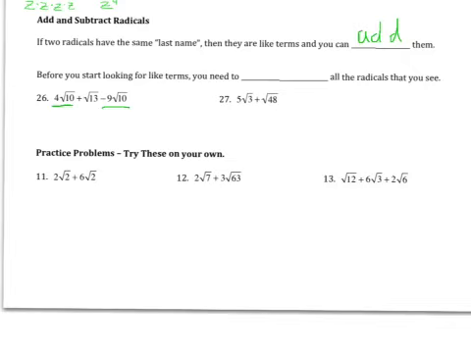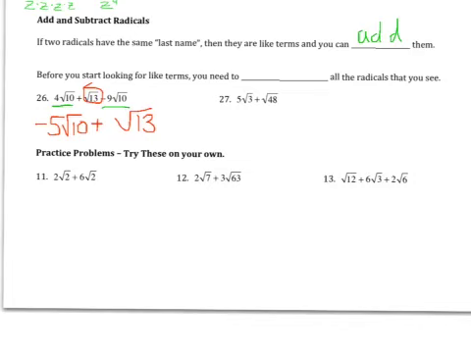This square root of 13 is kind of the odd man out. He is not a like term. So when we do this problem, we can combine 4 minus 9 to give us a negative 5 root 10. That's still his last name. And then that root 13 just gets tacked on to the end.